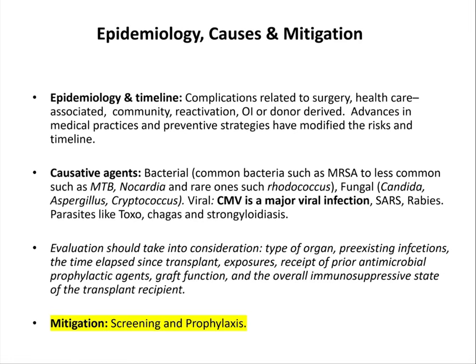So the evaluation of these patients should take into consideration what organ they got. Did they get just a kidney, or a big, messy operation with a liver or a lung? Pre-existing infections: sometimes these recipients may go in with some sort of chronic infection. They may have a MAC or something else. And then exposure. Do they have cats? Have they been outside?